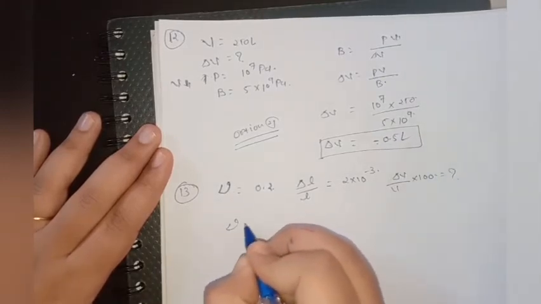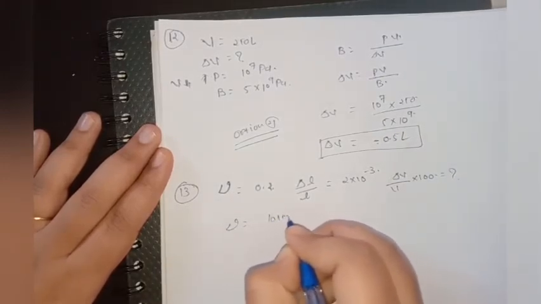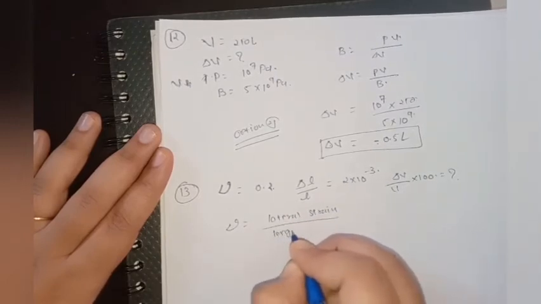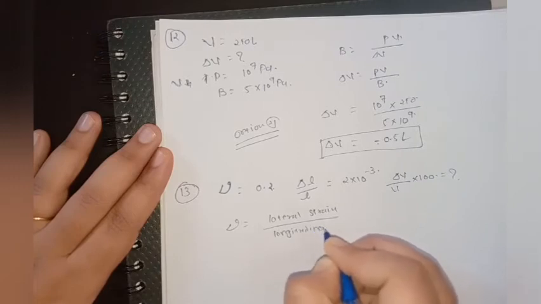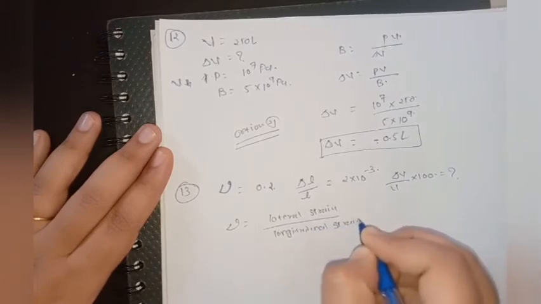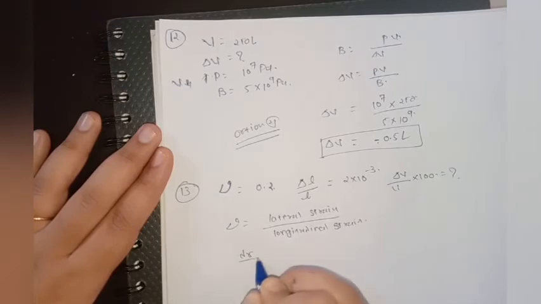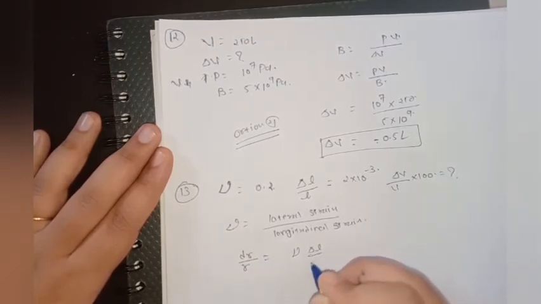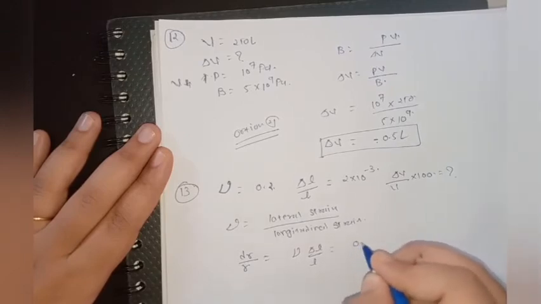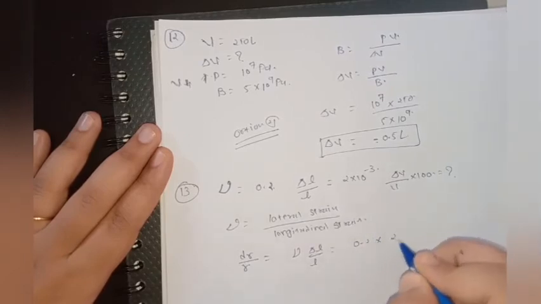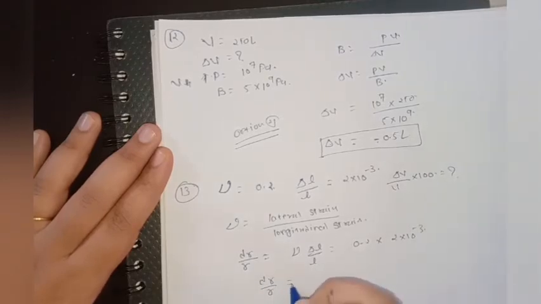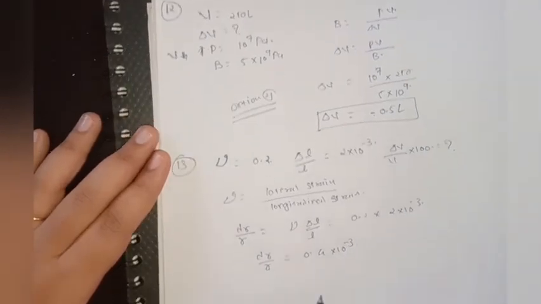Here Poisson's ratio can be written as lateral strain upon longitudinal strain. So lateral strain dr by r will be nu times delta L by L. Here nu is 0.2 and delta L by L is 2 into 10 power minus 3. So dr by r will be 0.4 into 10 power minus 3.